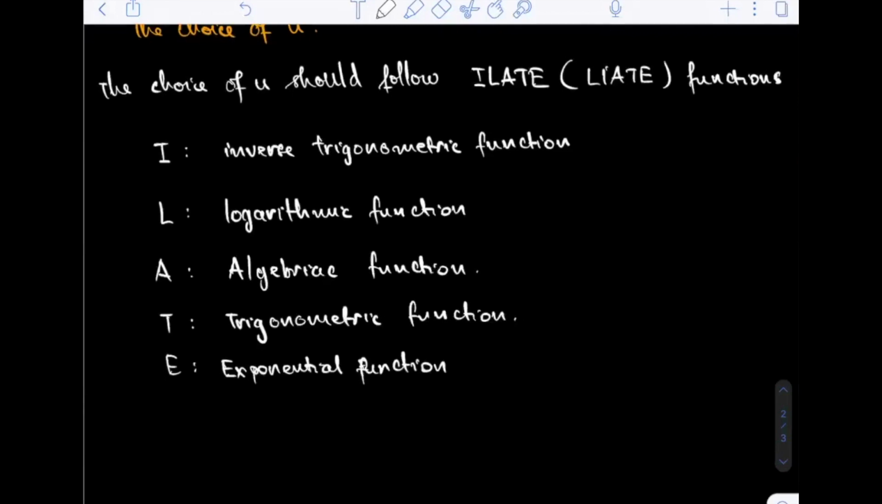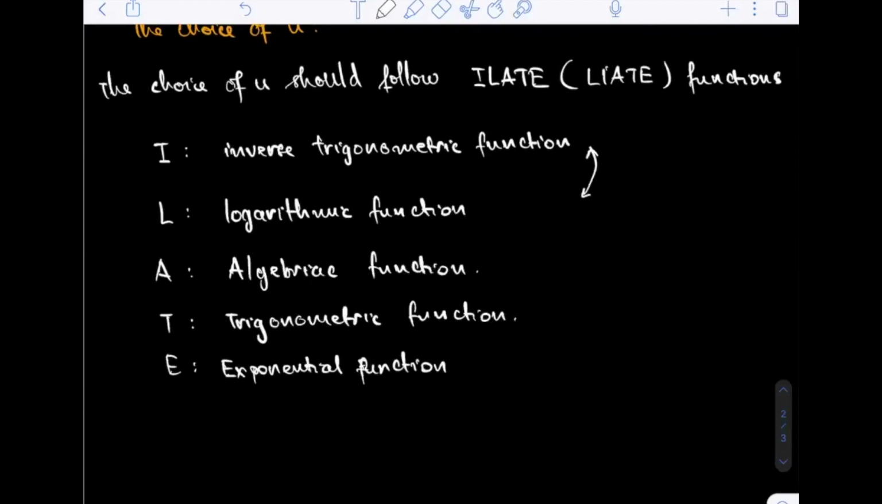Why is it ILATE and LIATE? Because most of the time these two functions can be interchanged. Everything else will follow the ranking from top to bottom, with the exceptions of trigonometric and exponential functions. There's a case where you can switch between exponential functions and trigonometric functions, but that's for later. For now, follow this ILATE or LIATE order.